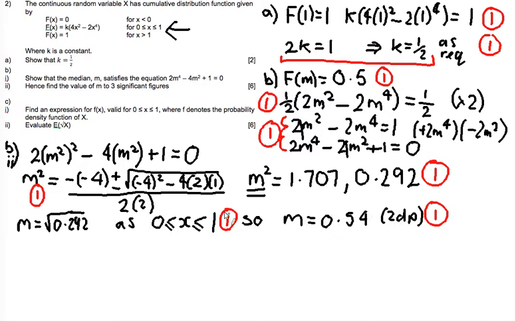Now if you've got a slightly different rearrangement of this, say you've just done the m squared and then you've finished off by saying m equals 0.54 since it lies in the range, or some variation that makes it clear that this is the only solution because of this range, you can get both marks for that.